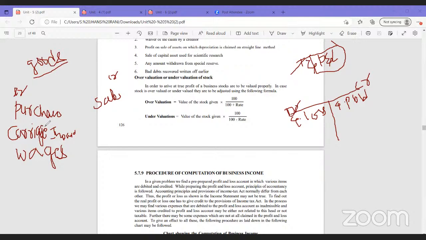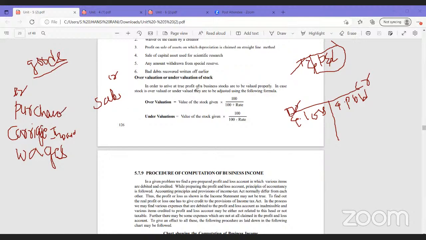Yes, that all comes under direct, means to bring the goods from the place of production to the place where I sell, whatever expenses are incurring, that are called direct expenses. Direct means they are directly related to my purchases.